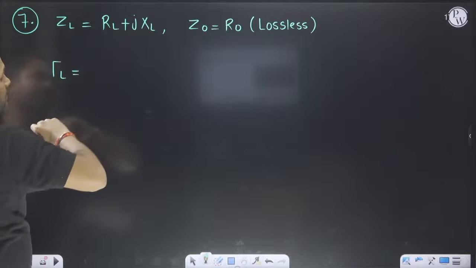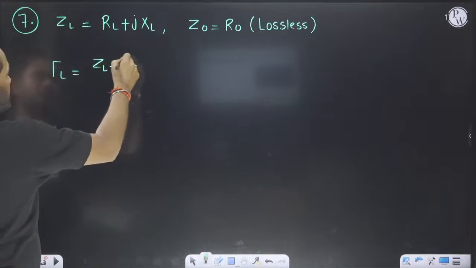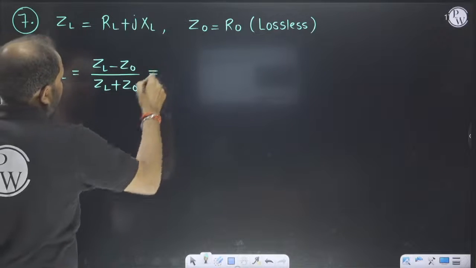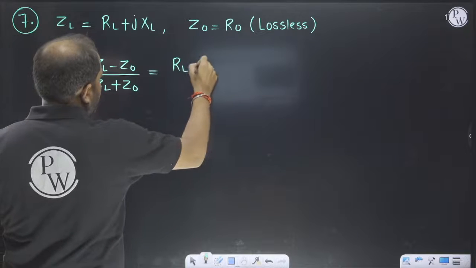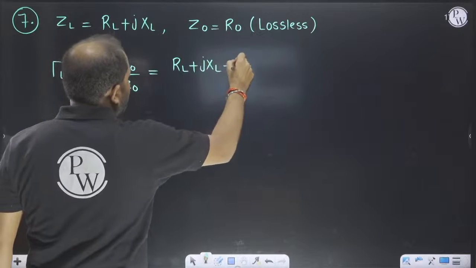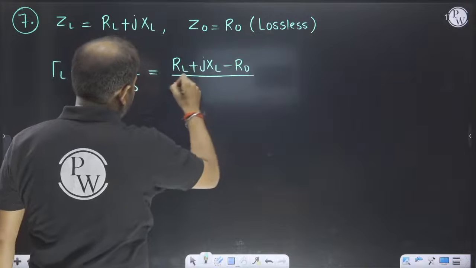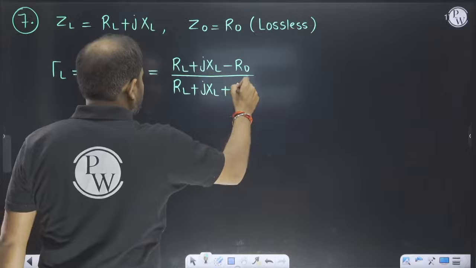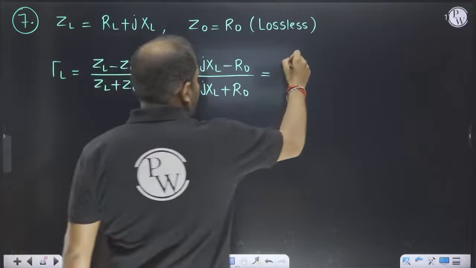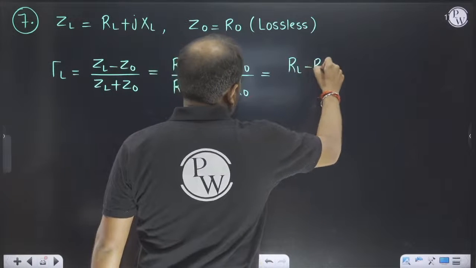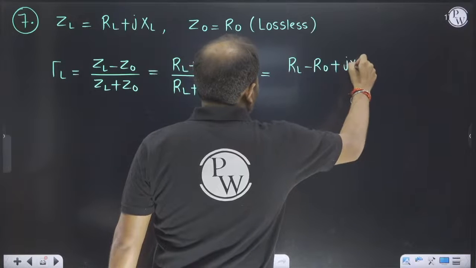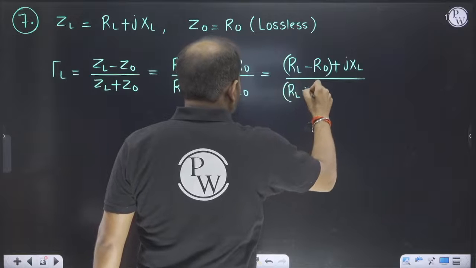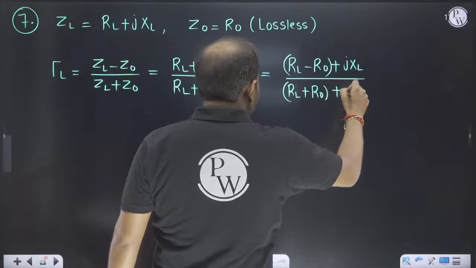So gamma L will be equal to ZL minus Z0 over ZL plus Z0. Then we have RL plus jXL minus R0, over RL plus jXL plus R0. Yes sir. You can take RL minus R0, and the real part and imaginary part you can separate. RL plus R0, you can separate it, plus jXL.